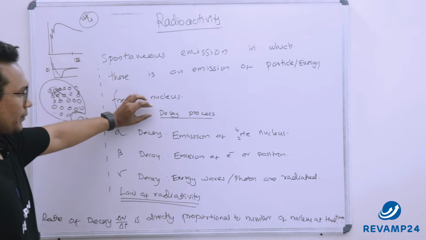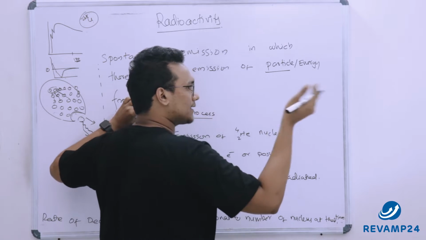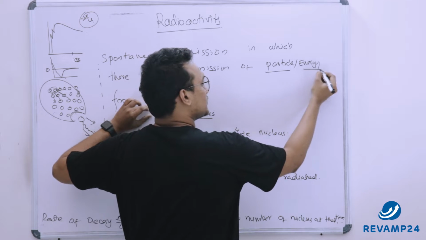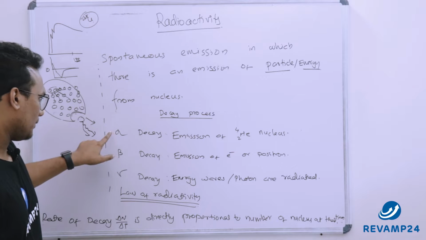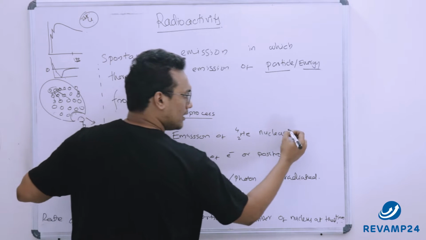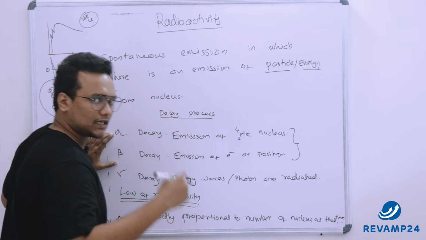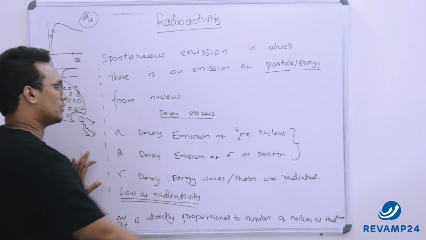Now this decay process, I have told you, either it would be a particle decay where a particle would be emitted out, or energy would be emitted out. In particle emission we have two different types, that is alpha decay and beta decay. In alpha and beta decay, a particle would be emitted, and in gamma, energy would be emitted out.